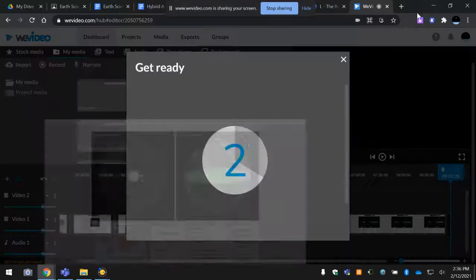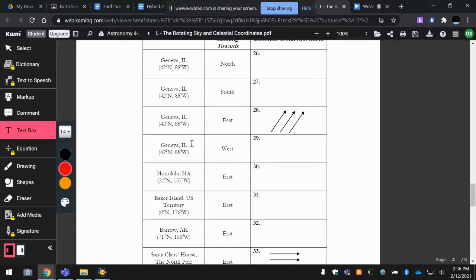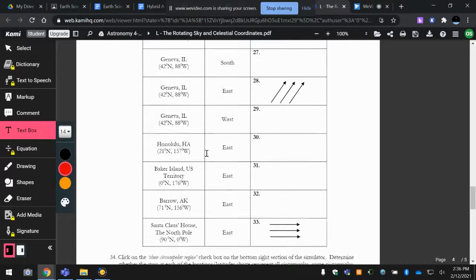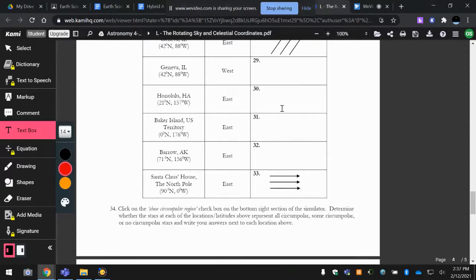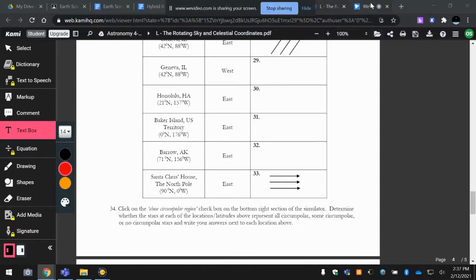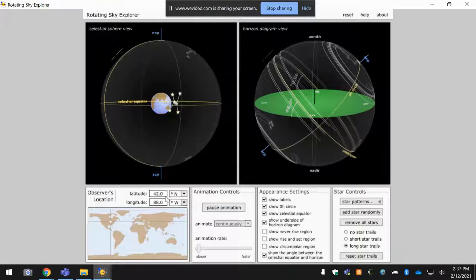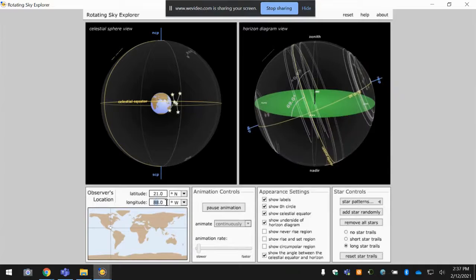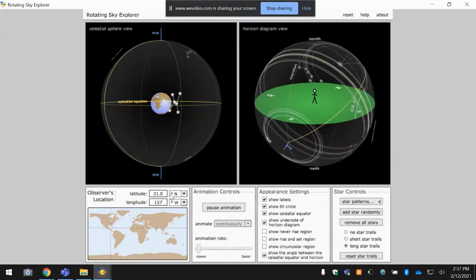We then turn our attention to Honolulu, Hawaii, which is 21 north and 157 west. And the rest of these we're going to be looking east. So 21 north, 157 west. Let's go there. And this is what the stars look like in that location.